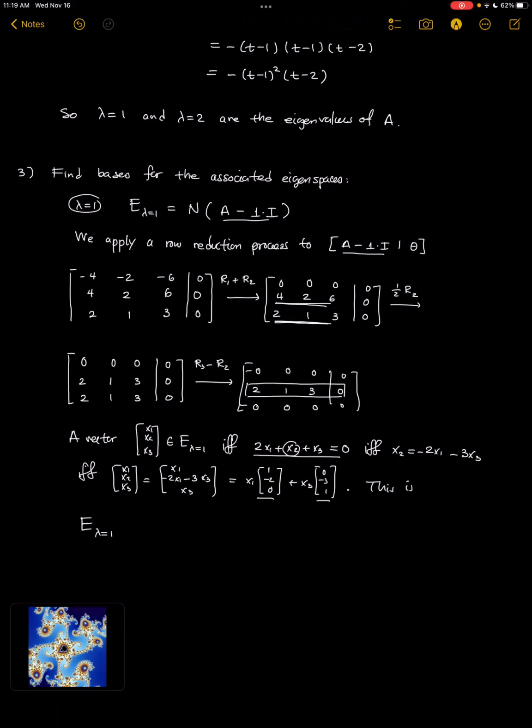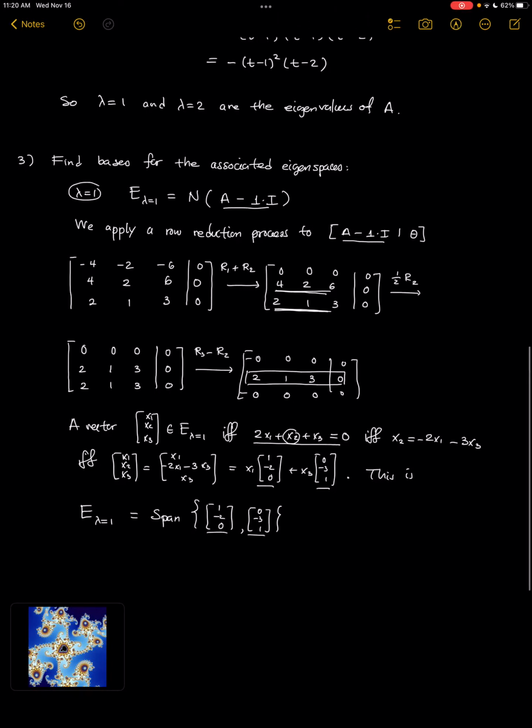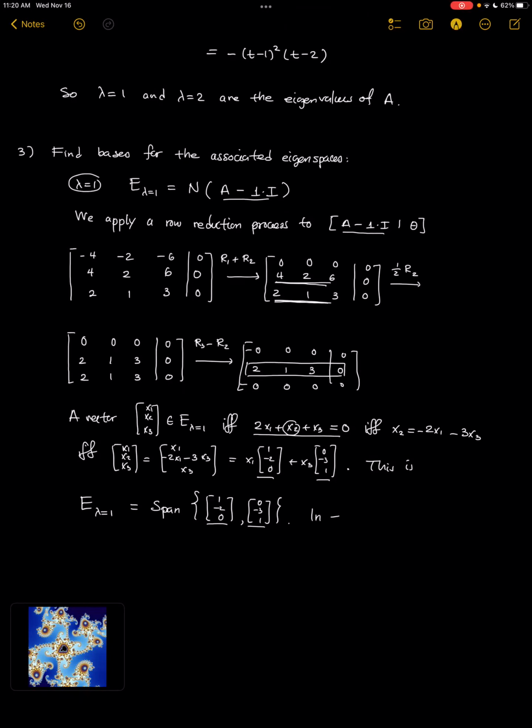The eigenspace associated with the eigenvalue 1 is generated by the following set of vectors: (1, negative 2, 0) and (0, negative 3, 1). What does this mean? This means that the eigenvectors associated with the eigenvalue 1 are all non-zero linear combinations of these two vectors. Now, something that we have to remark is that in this case, the dimension of the eigenspace associated with the eigenvalue 1 is 2. Why? Because this basis consists of two vectors.